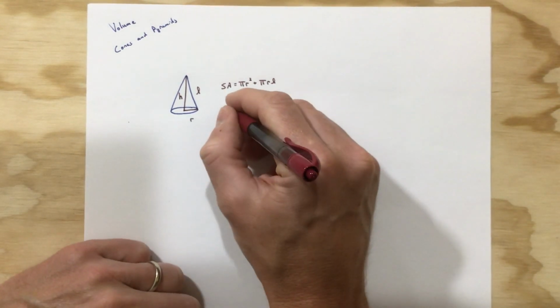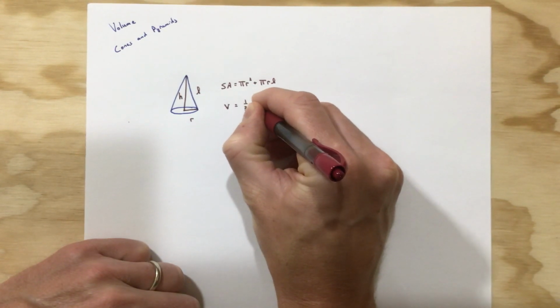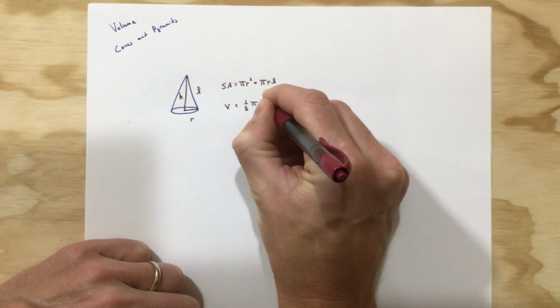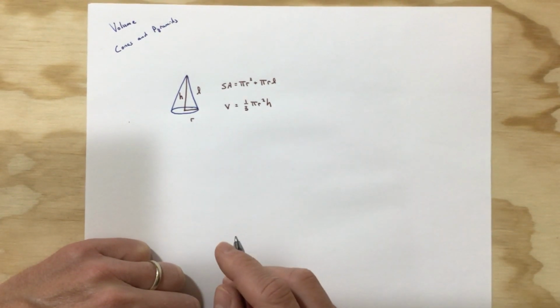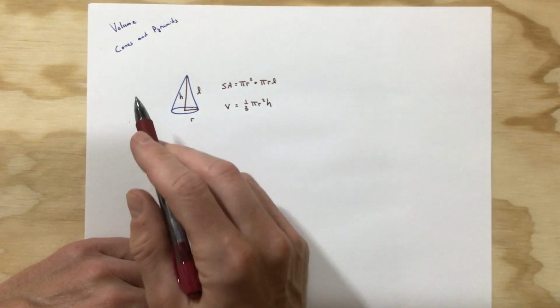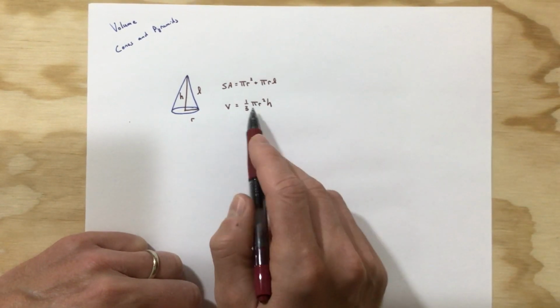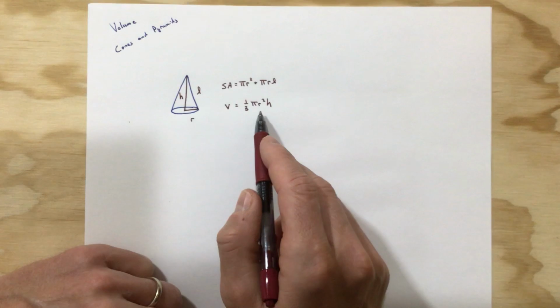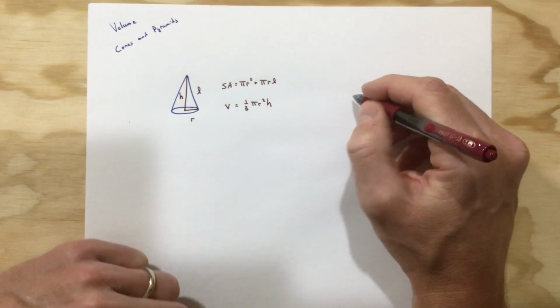The volume actually is really easy because it's just 1/3 pi r squared h. Okay? And it turns out that for a cone and a pyramid, it'll be the same thing. Now, again, not exactly the same, not 1/3 pi r squared h for a pyramid, but I'll show you what I mean. So now let's look at a pyramid.